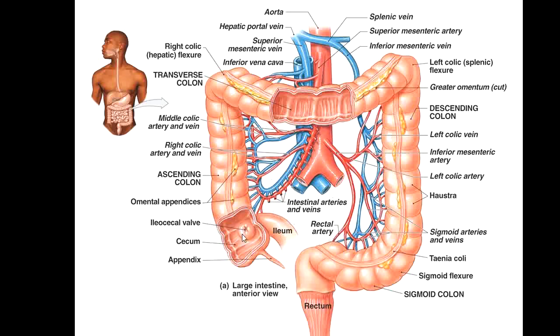The junction made by ileum and cecum is called ileocecal junction, and the valve which allows one-sided flow is called the ileocecal valve. You can also call it ileocecal sphincter. This is just like a sphincter, a muscular mass.